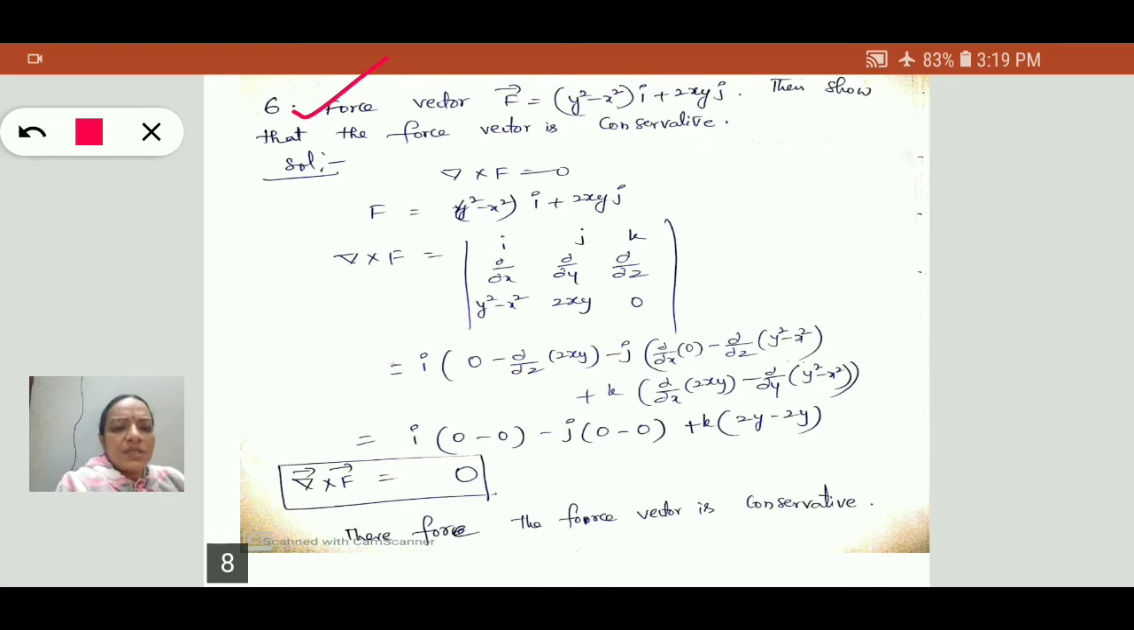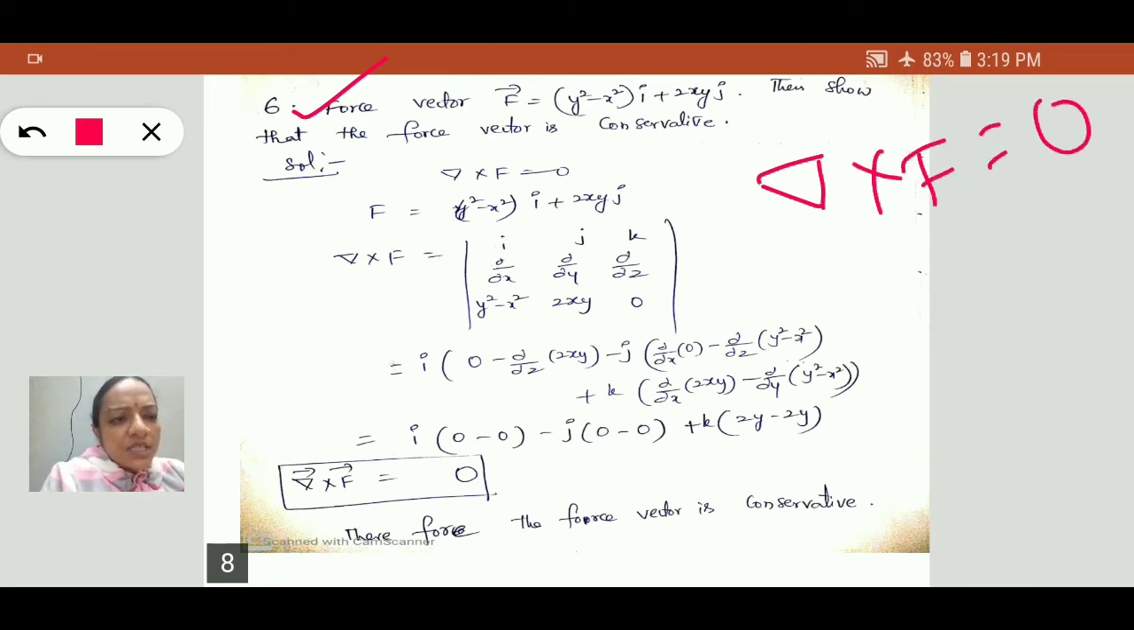Same problem we have just done, the same process we have to follow. Conservative means we first calculate the curl of this given vector. If we find that the curl of the force vector is 0, then we can say that the force is a conservative force. So those are the steps: just find the curl of the vector.